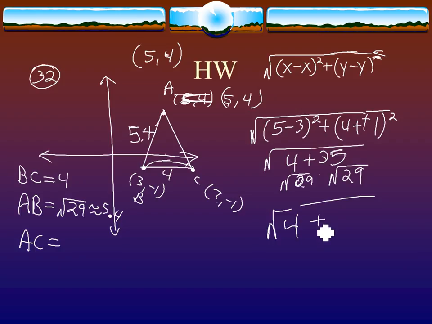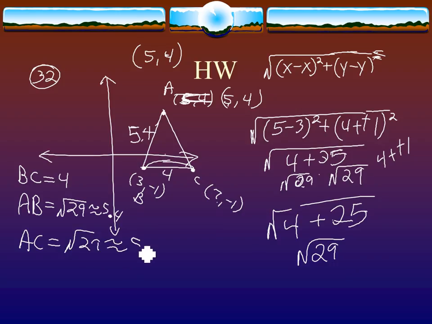Plus, what's the y coordinates? 4 and -1, so 4 minus a -1, what's going to happen there again? 5, 5 squared, 25. That didn't work, all that stuff I did. What's that give you? Square root of 29, which is 5.4. Approximately 5.4. Are we finished?